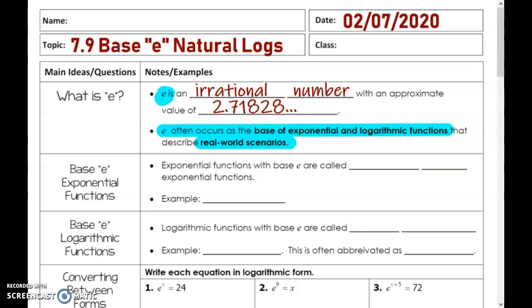Now, exponential functions with a base E are called natural base exponential functions. So an example of this would be if we had f of x equal to e to the x power. Now this is something that's actually on your calculator. So let's go over to our calculator feature and check this out.